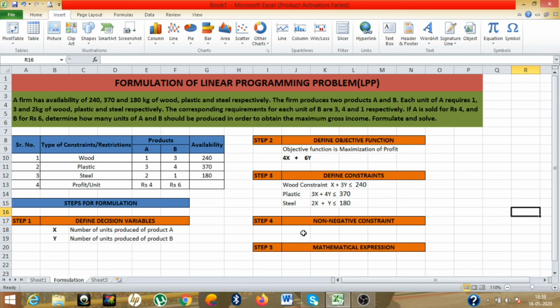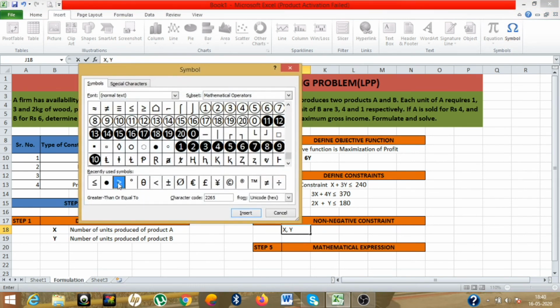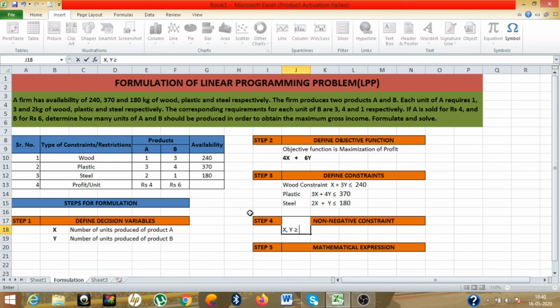Then the fourth step is to define non-negative constraint. As the name suggests, non-negative means it is positive in nature. So here there are two decision variables x and y which represent number of units produced of products A and B, and hence we can say that x and y cannot be negative. So the non-negative condition is x and y must be greater than equals to 0. Either it is 0 or more than 0.